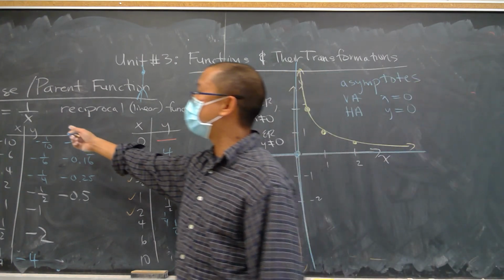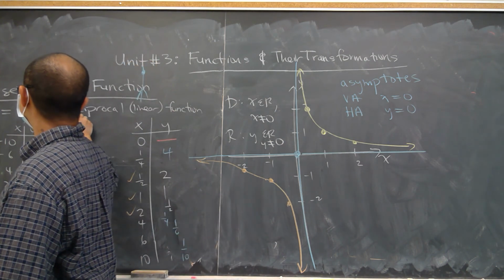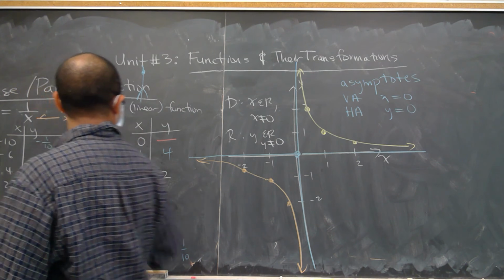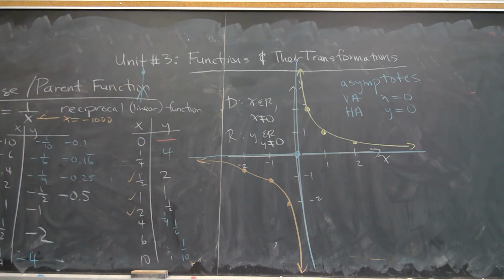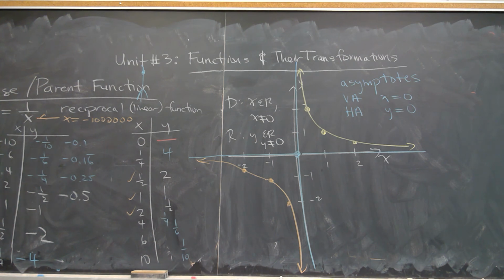If x was equal to negative 1,000, where's negative 1,000? Negative 1,000 is way over here, I'm sorry I'm off the screen. But what would that y value be? 1 over negative 1,000, right? Everyone agree? It's not 0, it's getting really, really small. It's going to get closer. How about negative a million? Then it's 1 over negative a million. It's never going to be equal to 0 because you can't divide by 0.